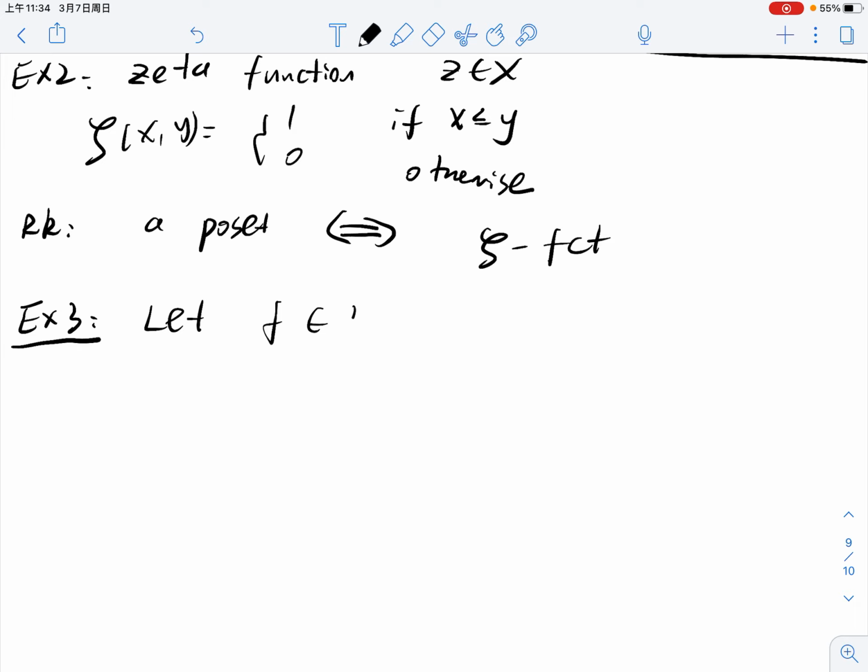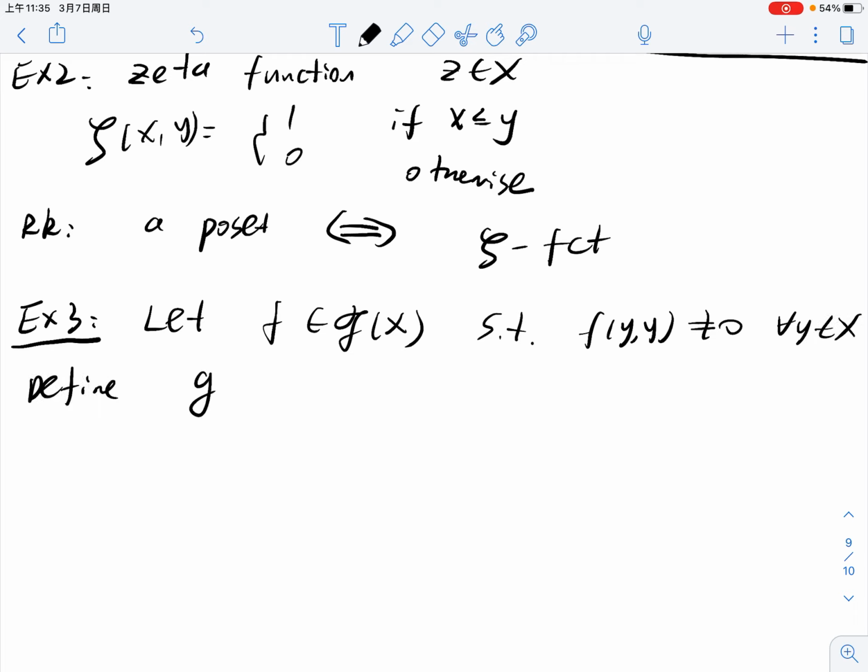Example 3 is a little bit more complicated. That is, we're going to construct some inverse of a given element under some condition. So suppose f is an arbitrary element of the space χ(X), such that its diagonal is not 0. And then define g as follows.